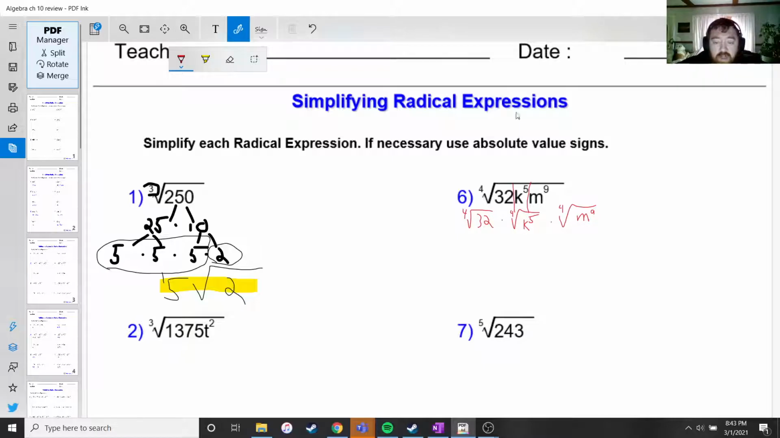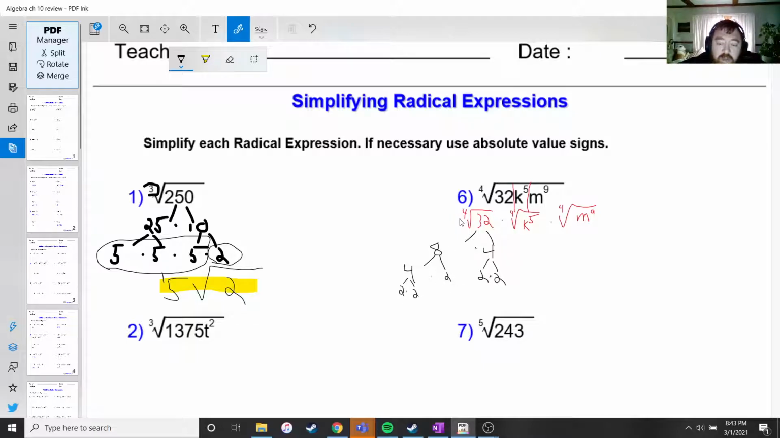Now, I'm going to find the prime factors of 32. So we got 8 times 4. I guess here I'm going to write 8 times 4, and 4 can be split up into 2 times 2. 8 can be split up into 4 times 2, and you got 2 times 2.